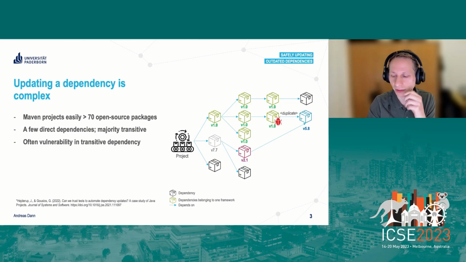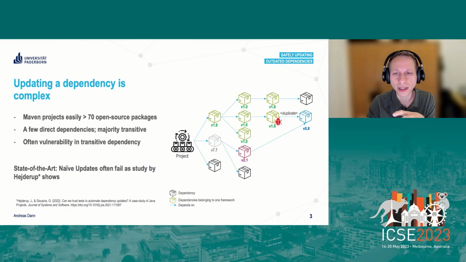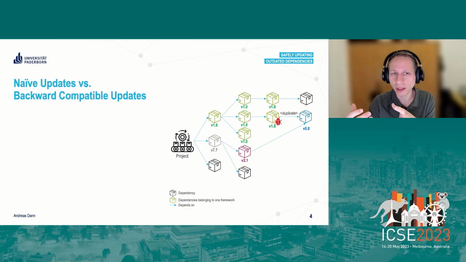And what makes it especially complex is that the naive approach of just updating that single vulnerable open source package often fails in practice, as a recent study by Hede shows. And why does it fail? And what is a naive update? So what do we do?